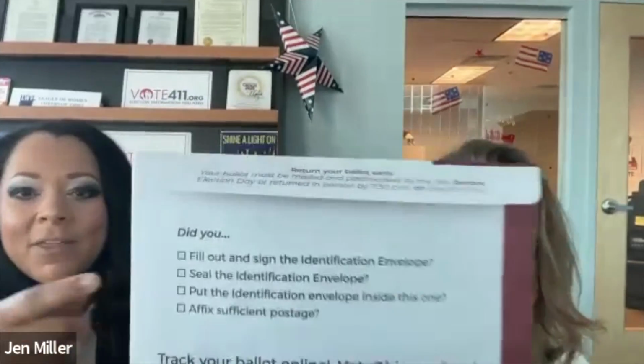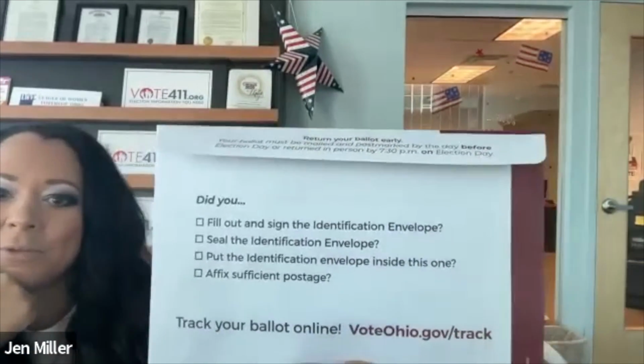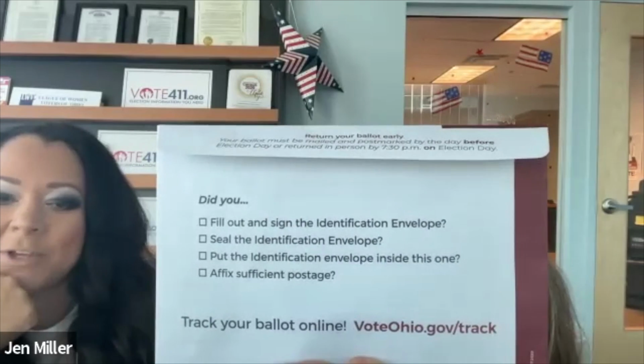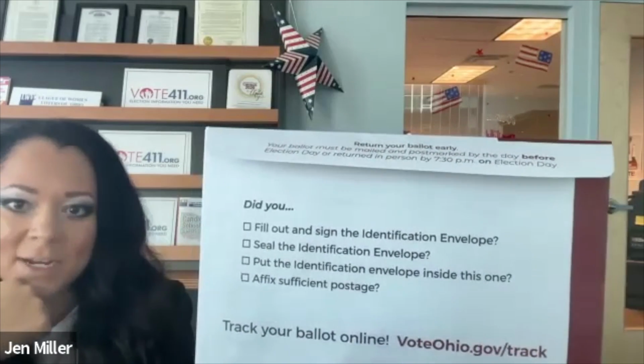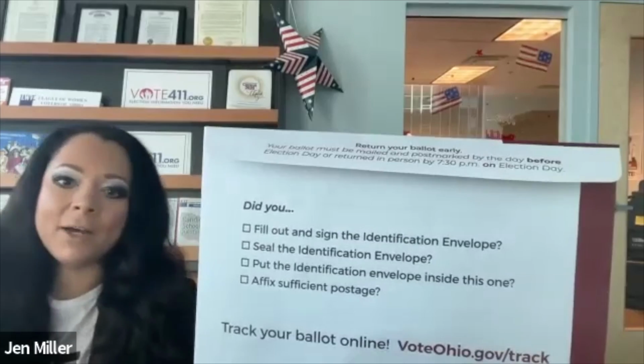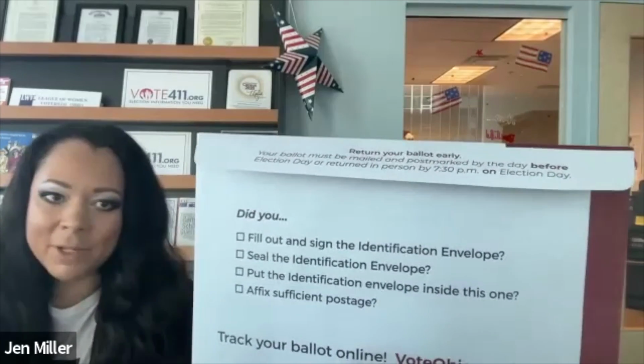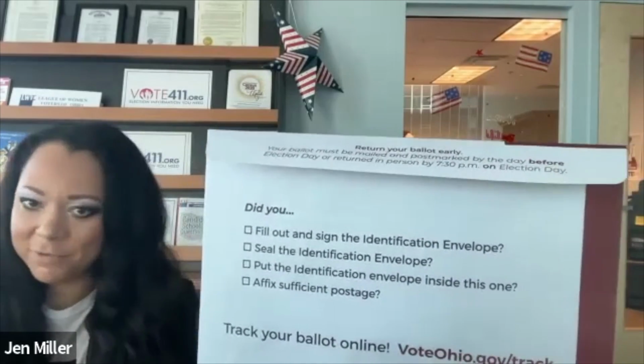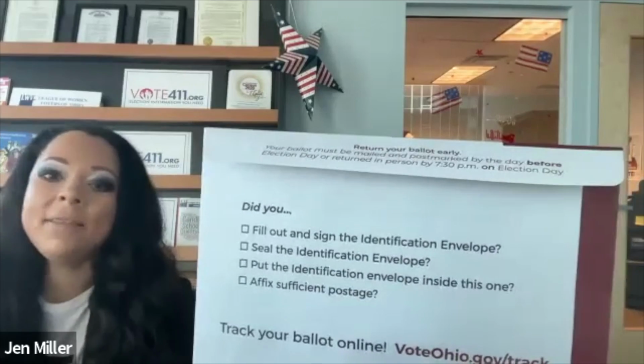Which, where do we get that? Oh, we get that on the info sheet. Yeah, okay. But before we seal it, we give you another checklist. So you can go through that checklist and make sure that you have completed all the steps. So it'll remind you to fill out your ID envelope. It will remind you to make sure you filled out your ballot, that you've included it, that you've included all the postage.